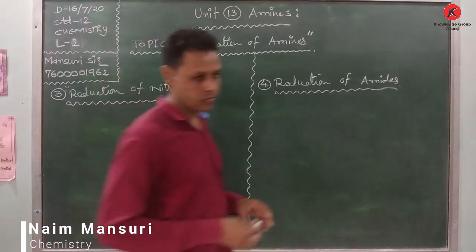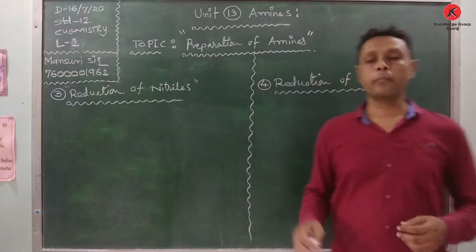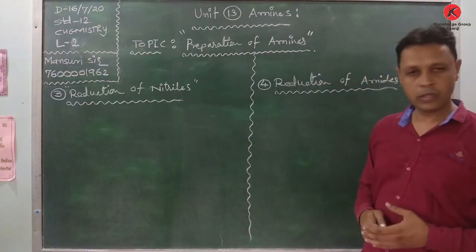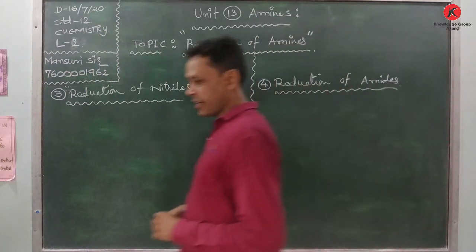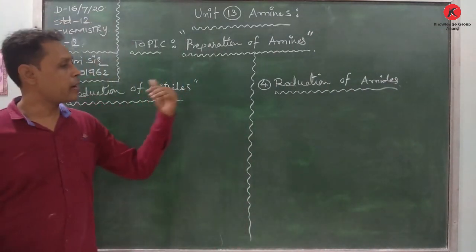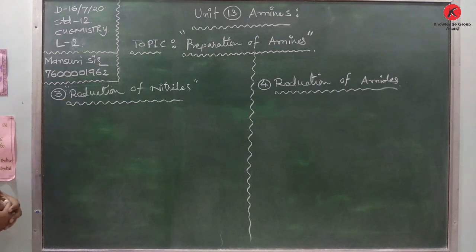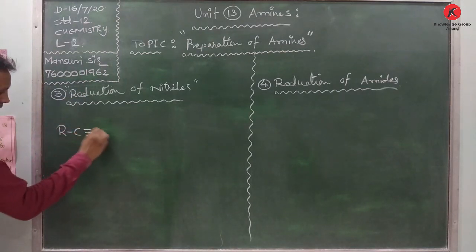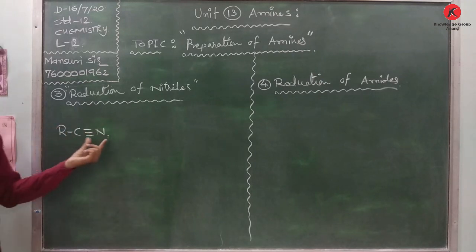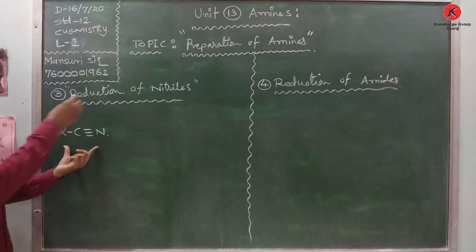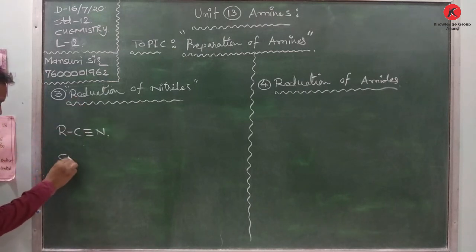Now friends, we are going further. Preparation of amine. Reduction of nitrile. By reduction of nitrile and by reduction of amide will be discussed. Here, nitriles can be written like this. This is nitrile. It can be written and it can be said like cyanide compounds. It is cyanide or nitriles.